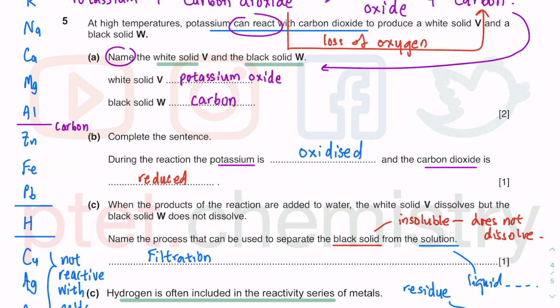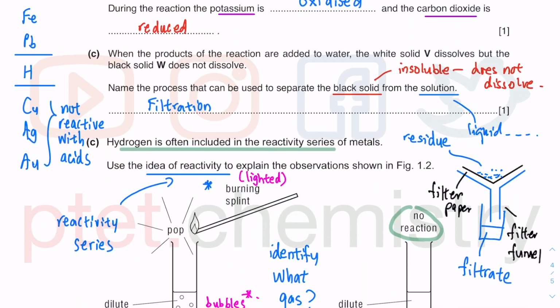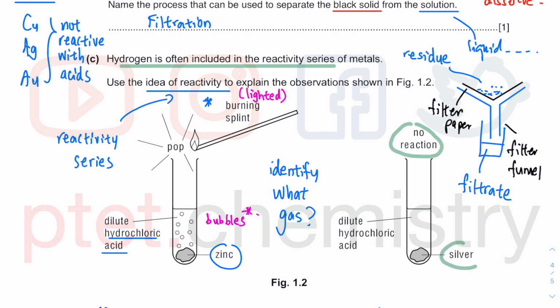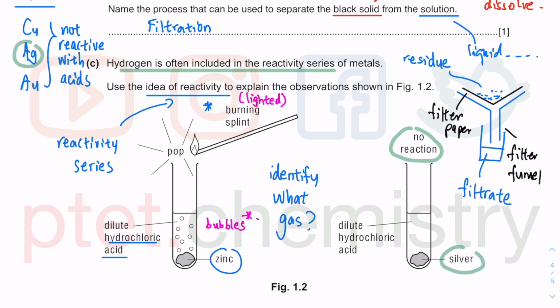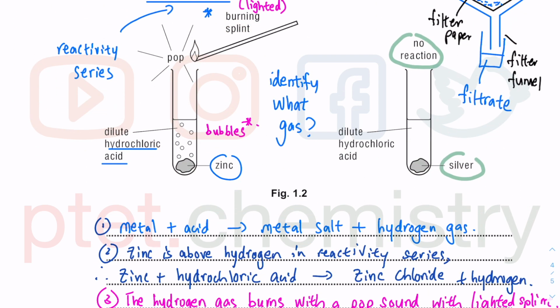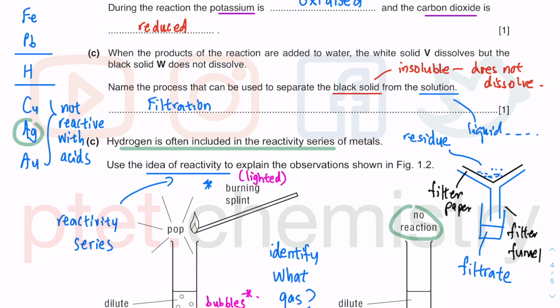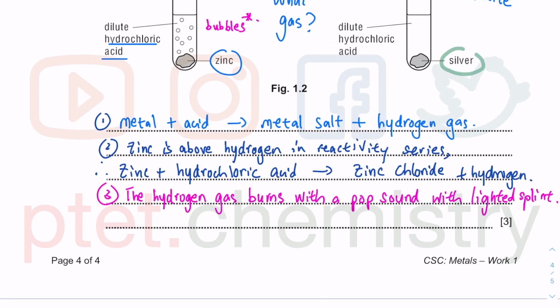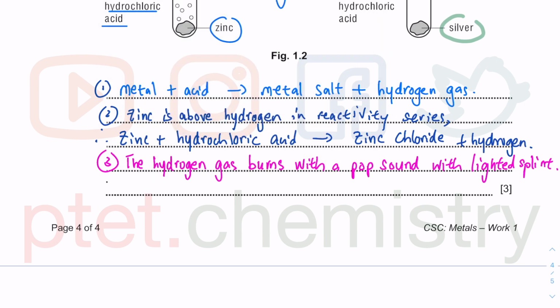Reactive metals with acid are all the metals above hydrogen, whereas this is silver. Silver is Ag in the periodic table. Ag is below hydrogen in the reactivity series. There is no reaction between silver and acid because silver is below hydrogen. Silver cannot displace hydrogen from H+. So I can write that point down. So silver is below hydrogen in the reactivity series. So silver is less reactive than hydrogen, whereas zinc is more reactive than hydrogen.